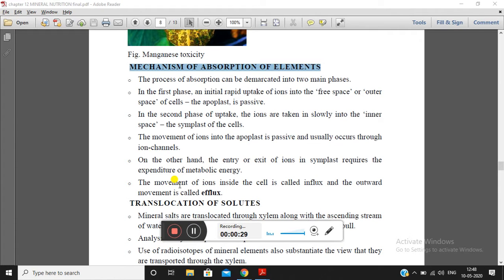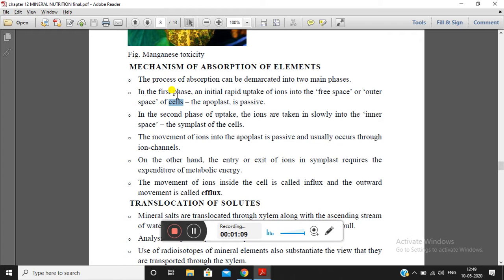Now, students, as you know, these elements are necessary for the normal growth, development, and reproduction of the plants. This process of the absorption of the elements can be demarcated into two main phases. The first phase is the rapid uptake of ions into the free space or the outer space of the cell. So, in the first phase, rapid uptake of the ions will take place in the free space or outer space of the cell.